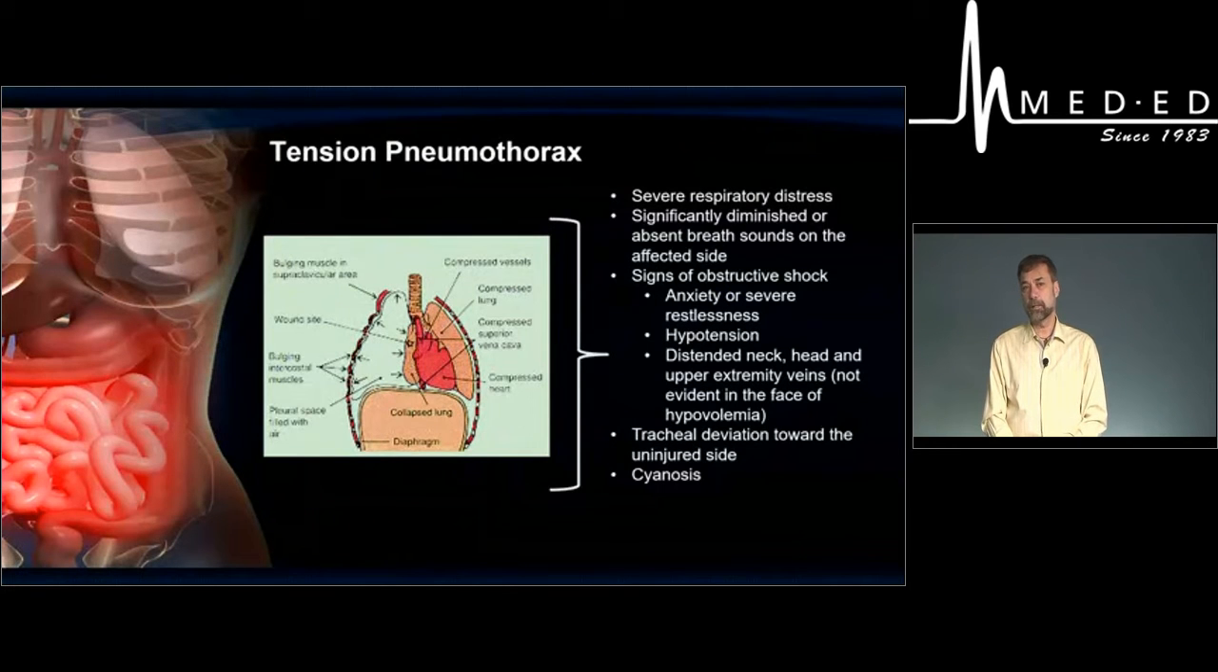So let's talk about tension pneumothorax for a minute. Oh, and before, by the way, if I go back to that previous concept, when we talk about putting a dressing over top of an open chest wound, that's a temporary fix. The definitive treatment is obviously getting a chest tube into that pleural space.